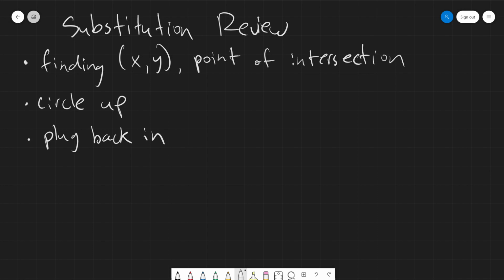I know substitution is a really important part of algebra and going forward, so that's what I chose. What are we doing when we're finding substitution of two lines? We're finding x and y, which is the point where they cross. Remember, we've been circling up, so if you have something like this, make sure you're getting your number into the variable it is equal to. And then once you have one variable, make sure you plug it back in if you don't already have both. So let's look at a few examples.